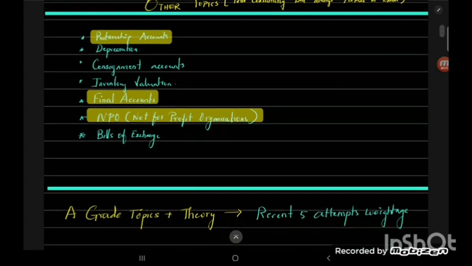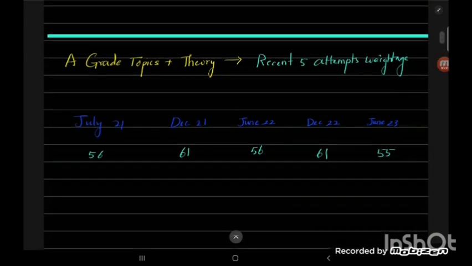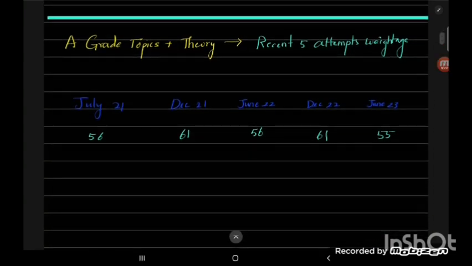Next, we are going to see the weightage of A grade topics and theory in the recent 5 attempts. In the July 21 attempt, the weightage for A grade topics and theory is 56. In the December 21 attempt, it is 61. In the June 22 attempt, it is 56. And in the December 22 attempt, it is 61. And in the recent June 23 attempt, we have got 55 marks for A grade topics and theory. If you attempt all these topics, you can definitely score more than 50 marks.